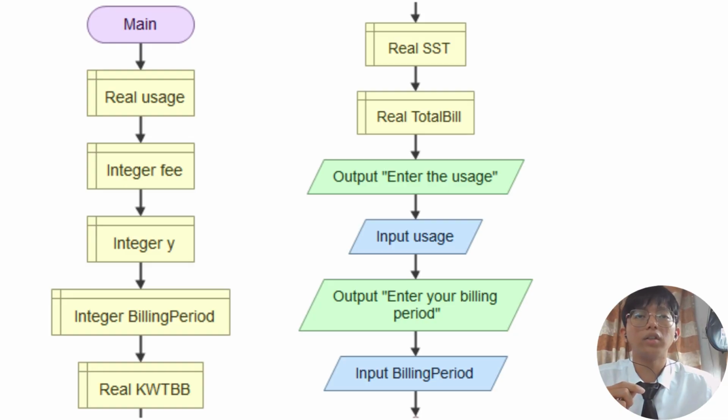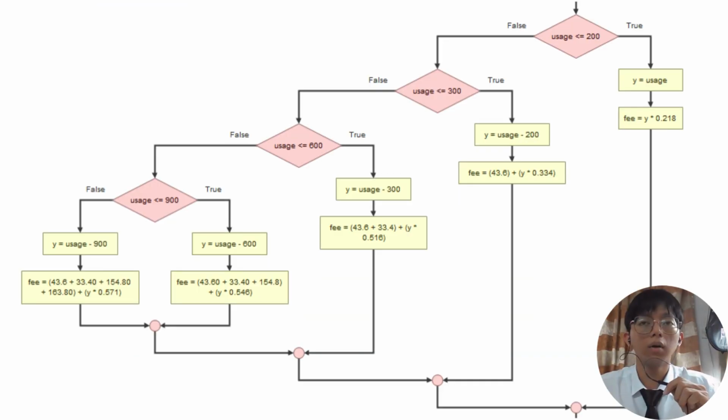After declaring, we go to the next step, which is to show the output. The output will show "Enter the usage," so we need to key in the input usage, how many units we use. The next output is "Enter your billing period," so we key in our billing period. After keying in our period and the usage, we now go to the decisions.